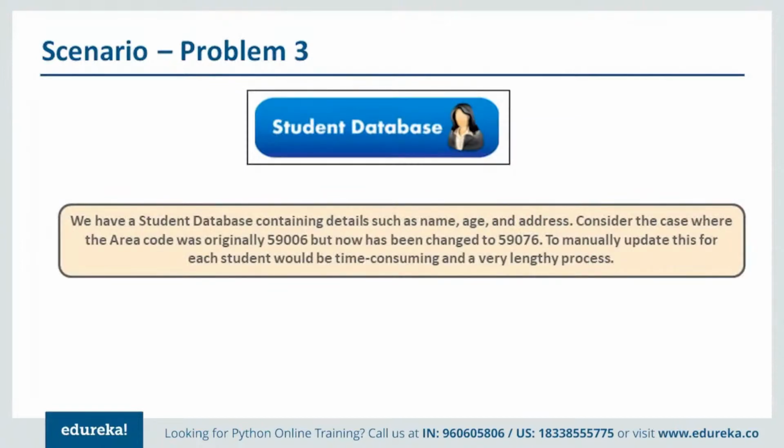Third, if I have a student database and I want to change some attribute without doing any hard coding, how can I search for that value and then replace it? That's what we want to understand here. These are the problems we want to resolve, and the only solution for these problems is regular expressions.